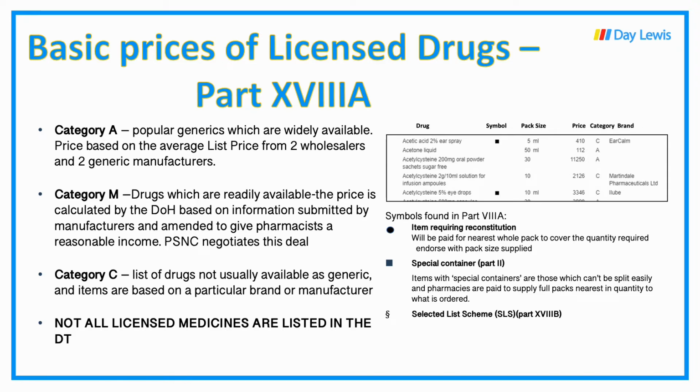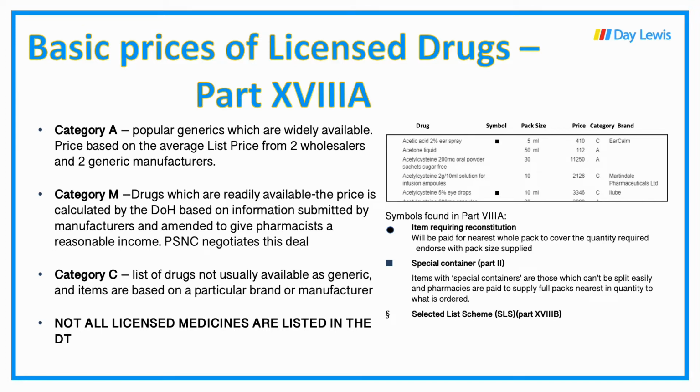So you need to familiarise yourself with the symbols that are found in Part 8A. So the circle symbol identifies anything that requires reconstitution. So these will be items coming into the pharmacy as dry powders, and you would need to make them up on premises when dispensing a prescription. So usually for these you will get paid for the nearest whole pack to cover the quantity required on the prescription. You then have the square symbol of special containers.